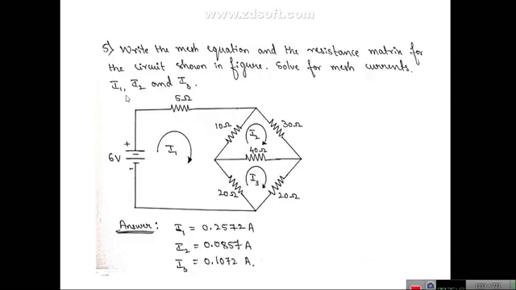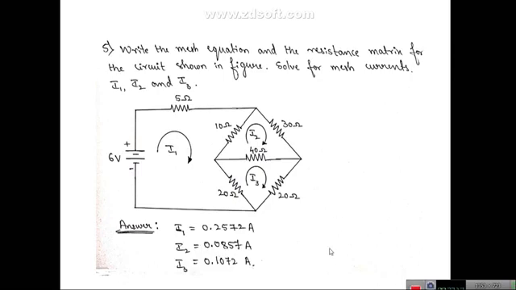Similarly, I have given one more here. Write the mesh equation and resistance matrix for the circuit shown in the figure. Solve for mesh currents I1, I2 and I3. I have already marked the mesh currents here, so you must get M equal to 3. If you write these mesh equations, you will get I1, I2, I3. These are the values you must get.